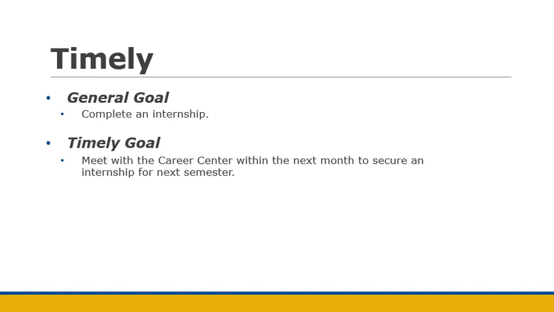An example of a general goal without a timeline would be to complete an internship. Nothing about this goal tells me when I want to complete my internship or how I'm going to accomplish it. On the other hand, I could set the following goal. Meet with the Career Center in the next month to secure an internship for next semester. Do you see how I've given myself 2 deadlines? In 1 month, I will check to see whether or not I've met with the Career Center to discuss internship options. Then next semester, I can evaluate whether or not that internship has been secured. The actions that I need to take are much clearer this way.